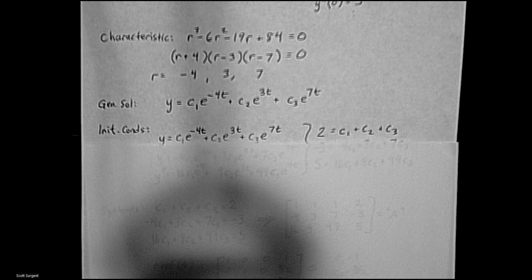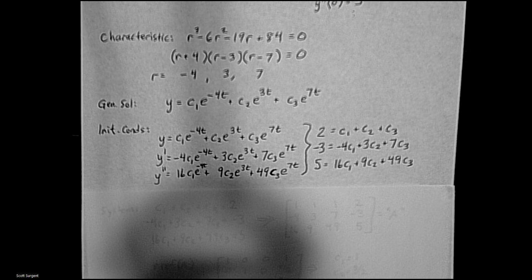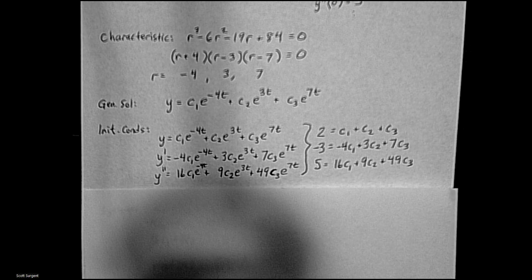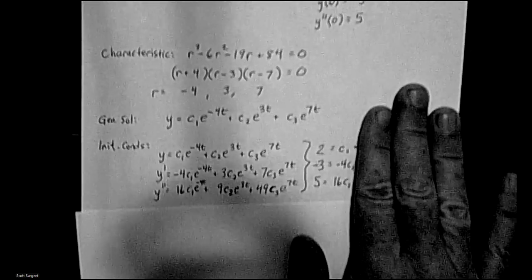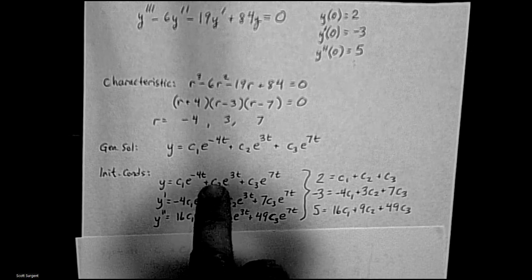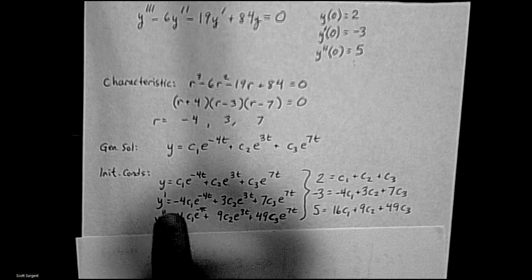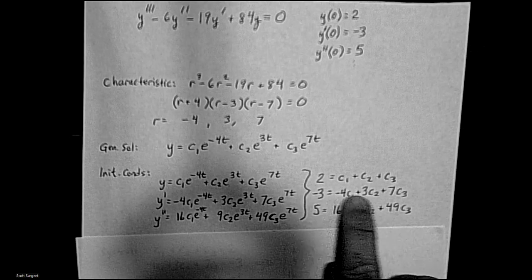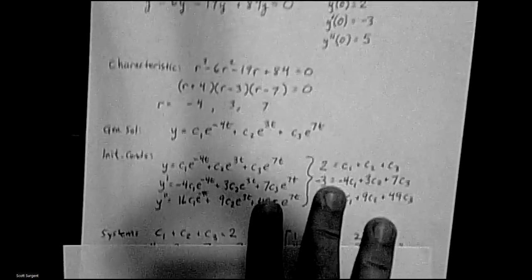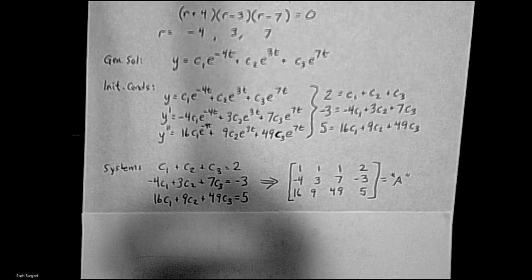So to do that, we actually have to take the first and second derivative of the function you see there, which you can see I've done here. And then I put in the initial conditions. Remember that the initial condition, for example, y(0) is 2. So I put a 0 in for these t's. That makes all of these exponentials 1, and I just have c1 + c2 + c3 = 2. The same thing I do down here for the first and second derivative lines, and I get three equations with three unknowns. This is a system.